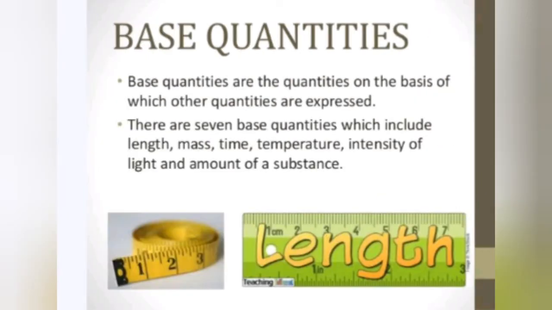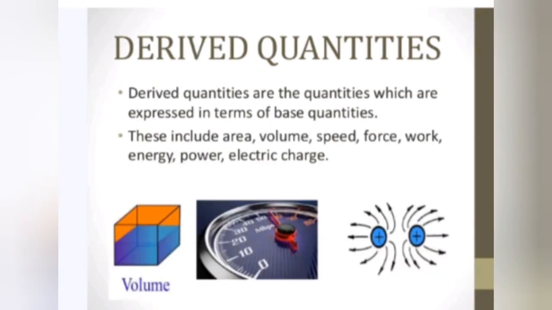Base quantities. Base quantities are the quantities on the basis of which other quantities are expressed. There are 7 base quantities which include length, mass, time, temperature, intensity of light and amount of a substance. Derived quantities. Derived quantities are the quantities which are expressed in terms of base quantities. These include area, volume, speed, force, work, energy, power, electric charge.